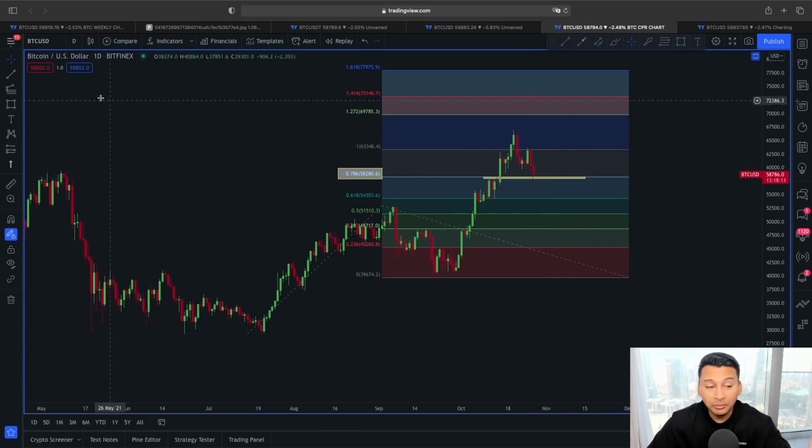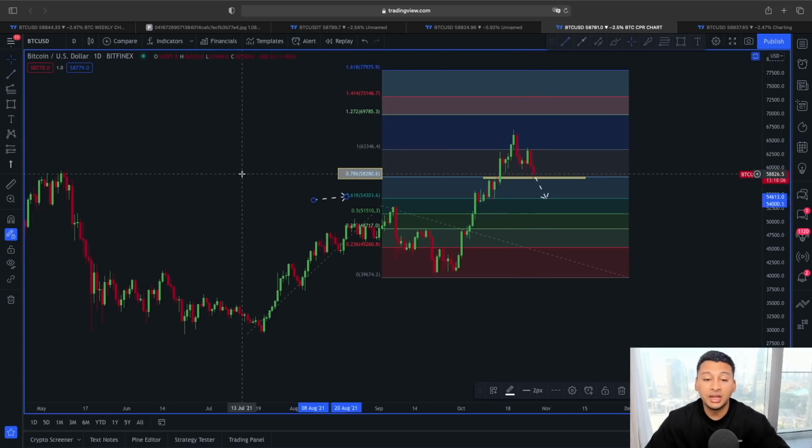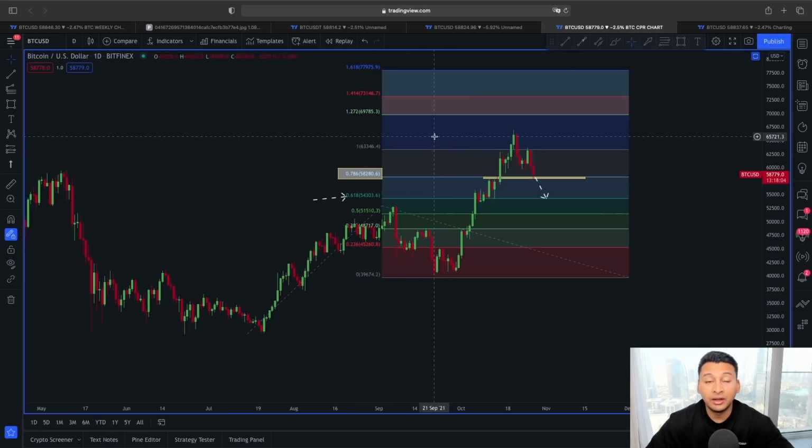So that's why breaking this 58,000 support will also indicate another pullback. And according to this Fibonacci extension line, the 0.618, which is lying around 54,000, could be the next potential price target in the upcoming days for Bitcoin if the 58,000 support is going to get broken.